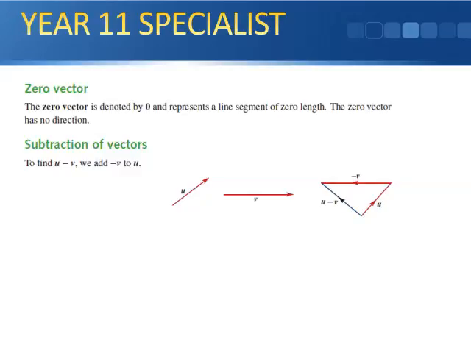Zero vector is one that has 0 length. Subtraction of vectors. It says to find u minus v, we add the negative v to u. So if there's my u, there's my v. u minus v is that way. There's my u. v normally goes this way, but we want it to go the opposite way because of the minus, so that gives me my u minus v.